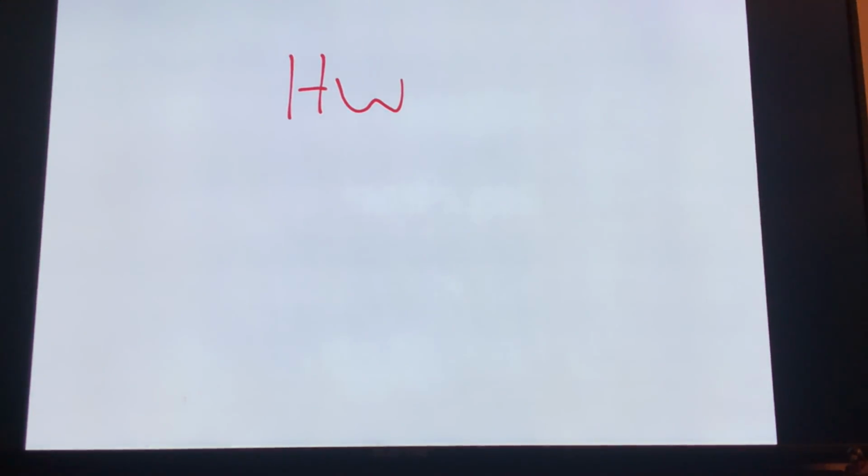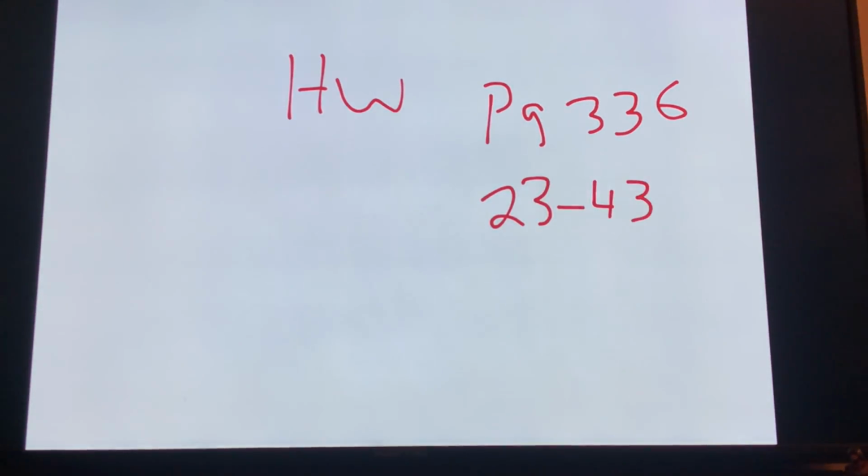So, for your homework, what I'm going to be doing for Monday is going to be a continuation from page 336, 23 through 43. But on Tuesday, I'm going to have you guys do what we just worked over, and it's going to be page 344, and you'll do 1 through 16 all.